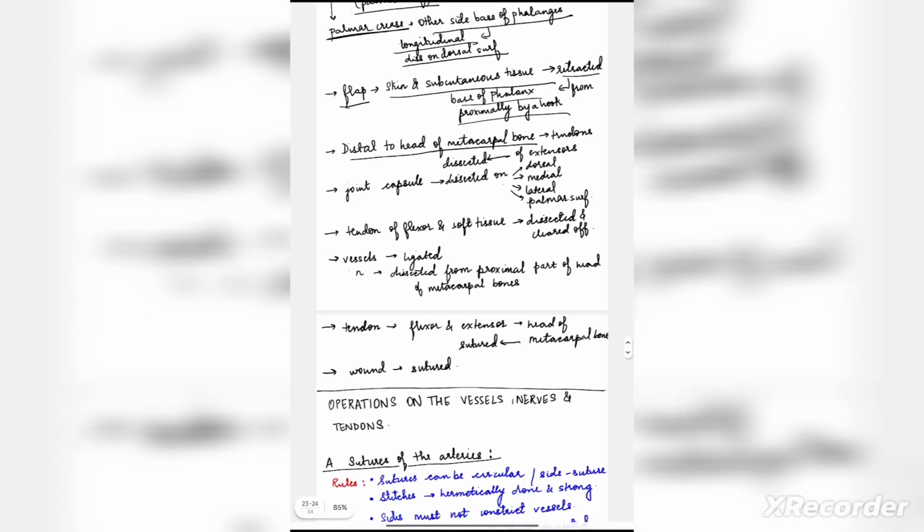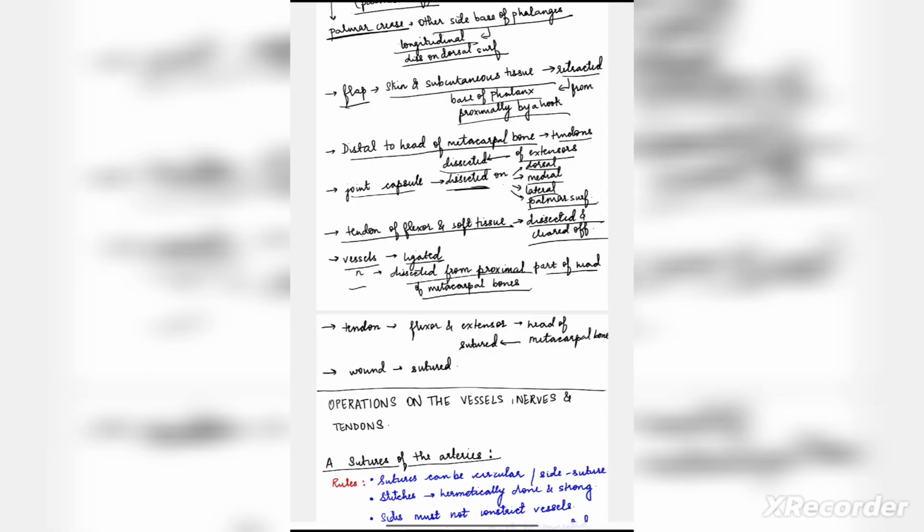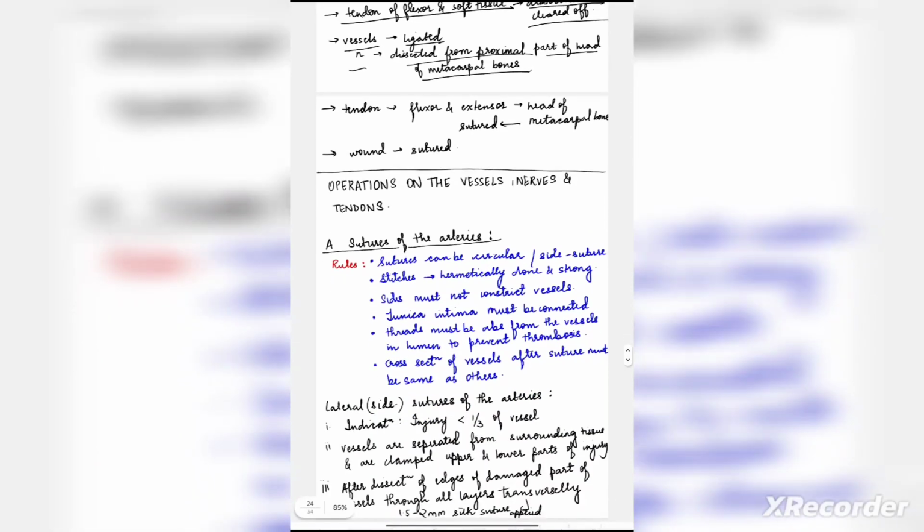Distal to the head of metacarpal bone, tendons of the extensor is dissected. Joint capsule is dissected on dorsal, medial, lateral and palmar surface. Tendon of the flexor and soft tissue is dissected and cleared off. Vessels are then ligated. Nerve is dissected from the proximal part of the head of the metacarpal bone.